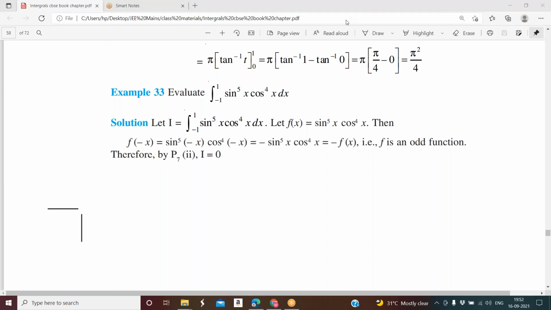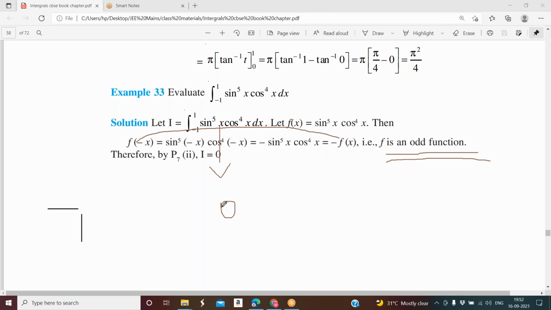So what I'm getting is f of minus x equal to minus f of x. F of minus x equal to minus f of x means f of x is an odd function of x. If f of x is an odd function, then the integral value is 0. So you don't need to integrate.